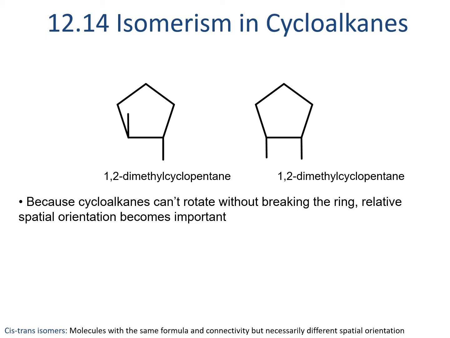One interesting aspect of rings is that bonds can't rotate freely without the ring coming apart. Rings don't randomly come apart, so anything that's on one side of the ring is stuck on that side, and anything on the other side is stuck on the other side. That means that the two molecules shown here, both 1,2-dimethylcyclopentane molecules, are different molecules and need some sort of special designation to differentiate them. We use special descriptors at the beginning of the molecules.